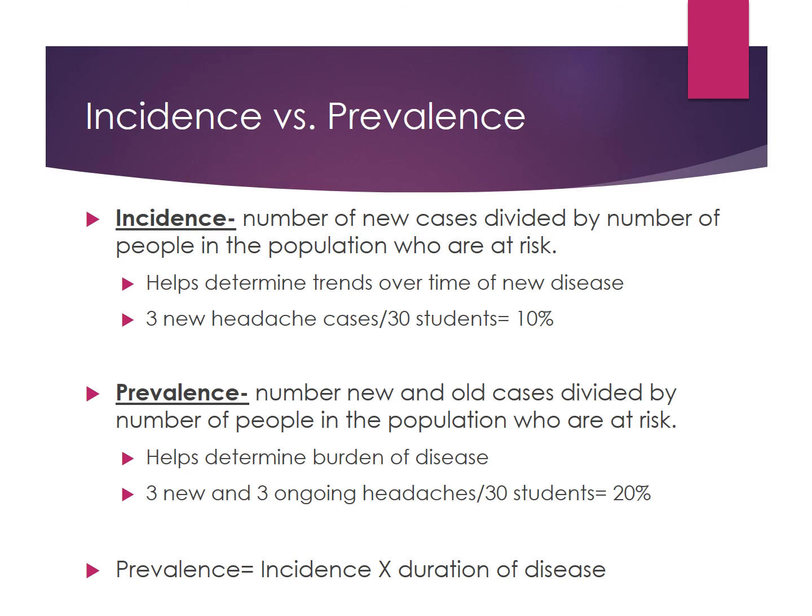that are being diagnosed. So if we have 3 new headache cases plus 3 ongoing headache cases out of 30 students, we now have a 20% prevalence of headache. So prevalence really is equal to incidence times duration of disease. So the bigger the duration of disease, the bigger the prevalence.